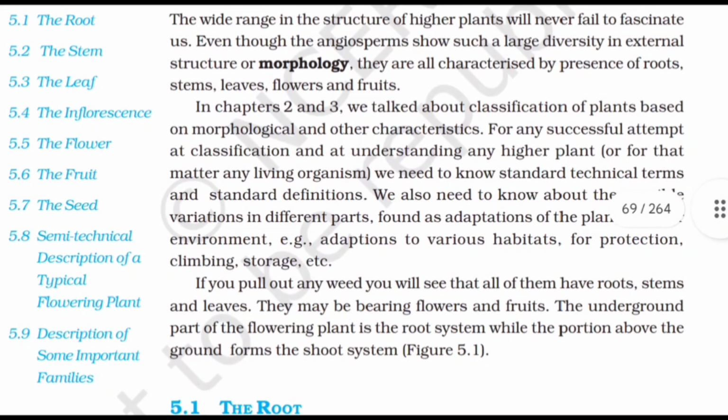If you pull out any weed, you will see that all of them have roots, stems, and leaves. They may be bearing flowers and fruits. The underground part of the flowering plant is the root system, while the portions above the ground form the shoot system.